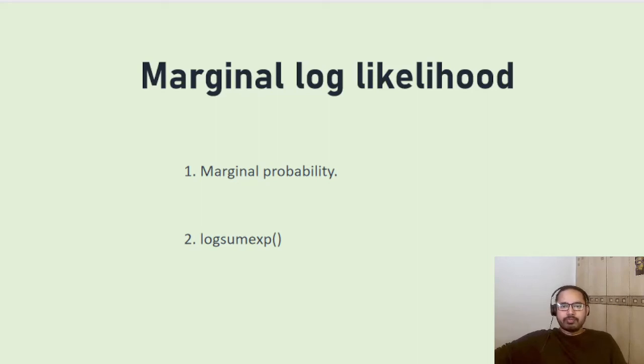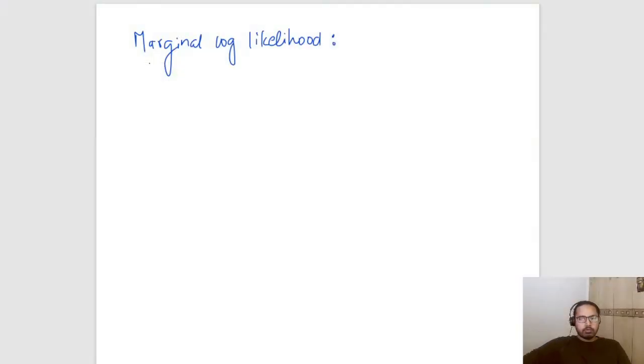Hello everyone. In this video, we'll be talking about marginal log likelihood, which is used as a cost function in most of the OpenQA settings. And along with that, as an explanation, we'll also talk about marginal probability and the log sum exponential function which we use to implement marginal log likelihood.